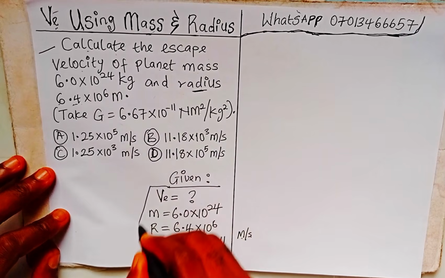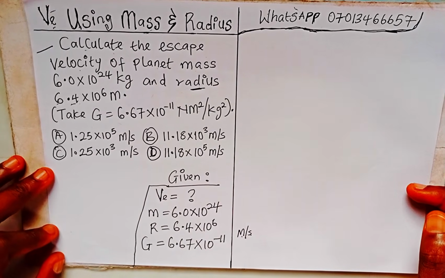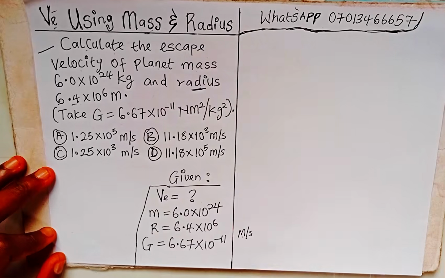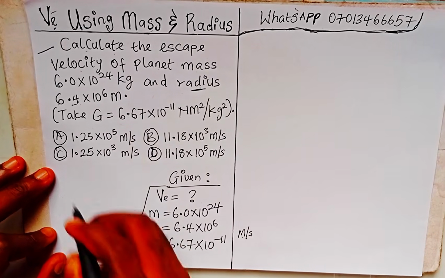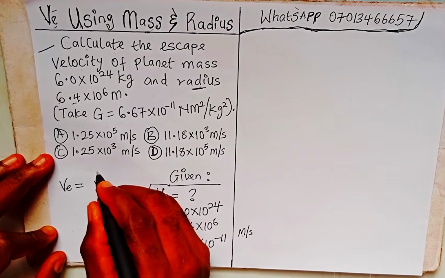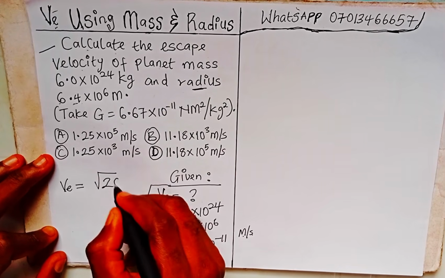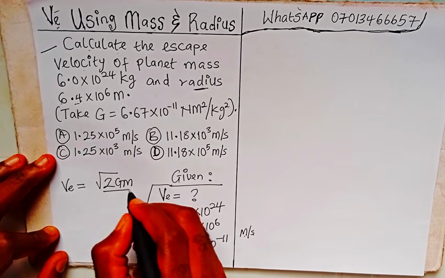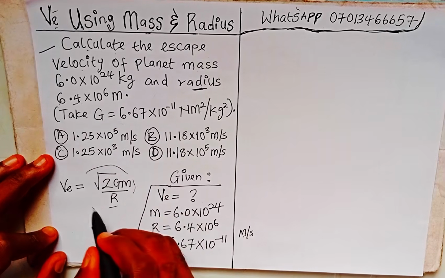So this is what we were given. Let's go. Remember, escape velocity has two formulas. The first formula of escape velocity, according to the definition, is VE, escape velocity, is equal to root of 2GM over R. This one is according to the definition of escape velocity.